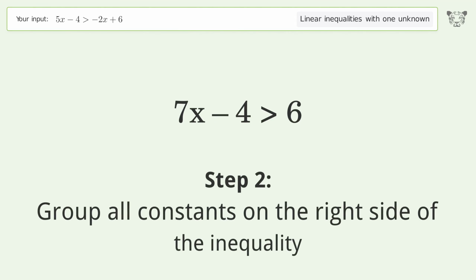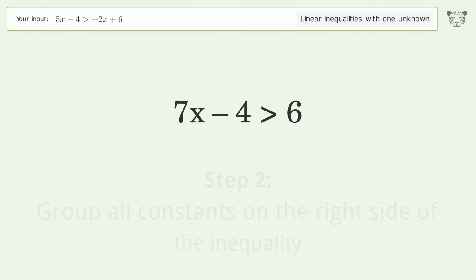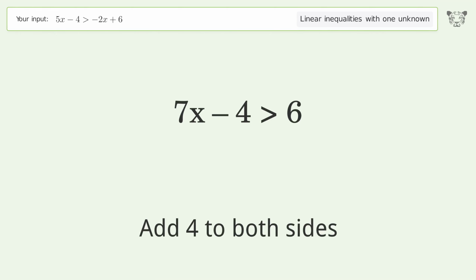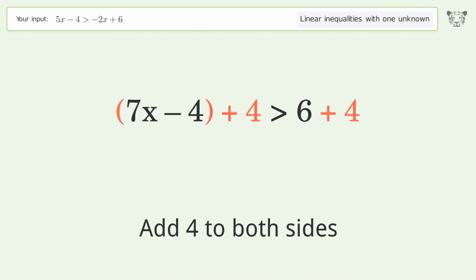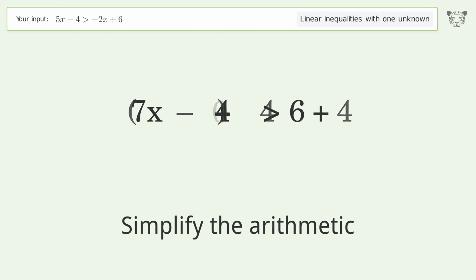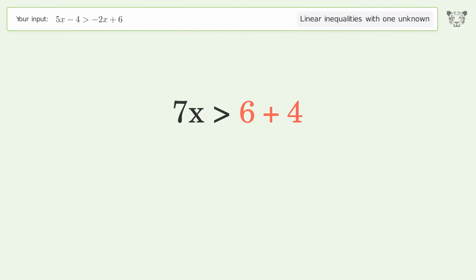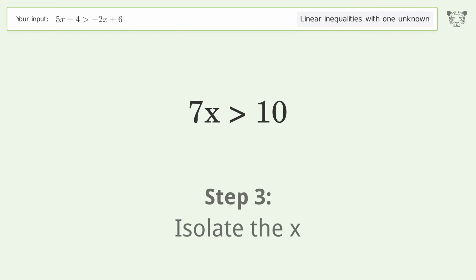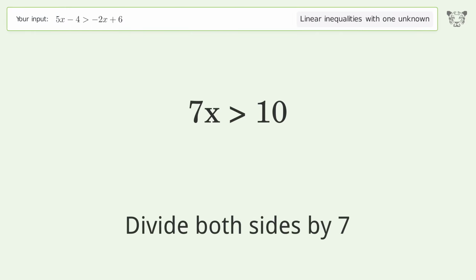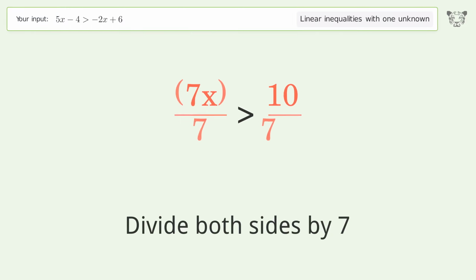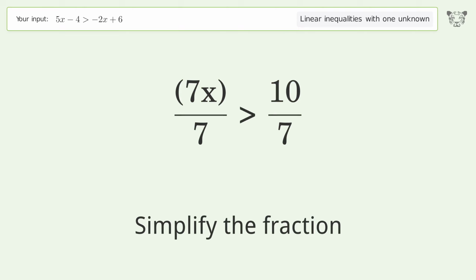Group all constants on the right side of the inequality. Add 4 to both sides. Simplify the arithmetic. Isolate the x. Divide both sides by 7. Simplify the fraction.